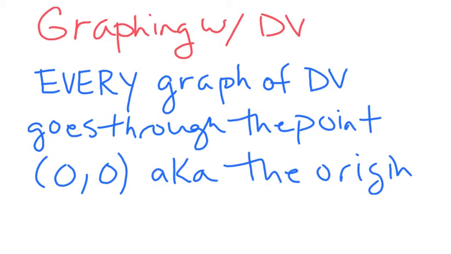Okay, graphing with direct variation. Some good things to know about graphing. It's the same graphing we've been doing. There's nothing different, except every single time you graph direct variation, every time it's going to go through the point 0, 0, or the origin. It's always going through that point. So if you are doing direct variation and you come up with some graph that's not hitting that point, you did something wrong. Let me give you some examples.